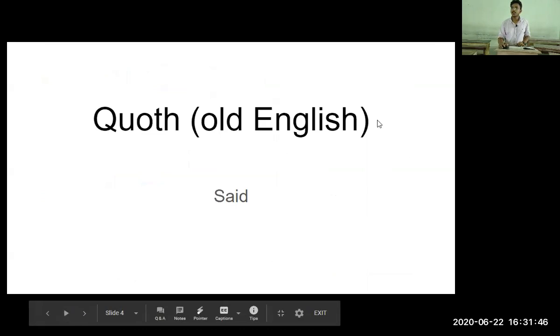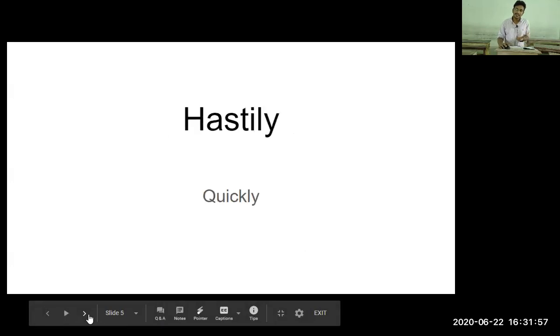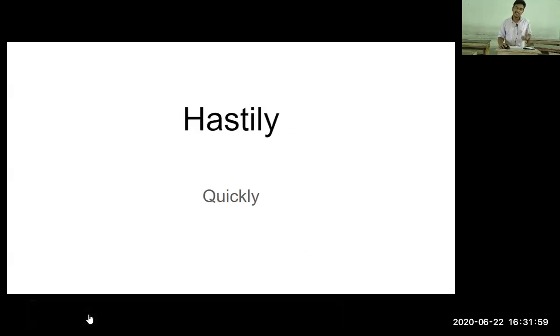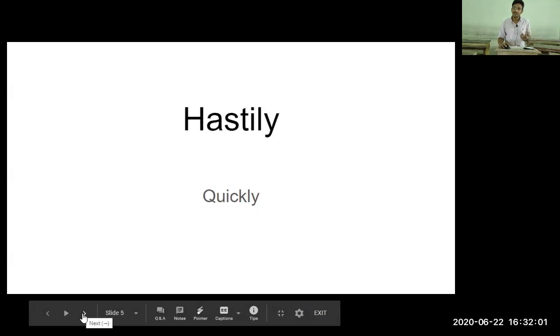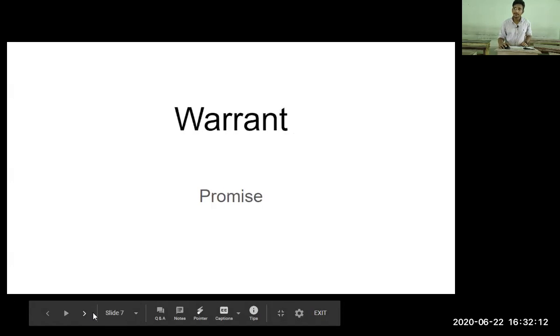Second one is quoth. Quoth is actually an old English usage. It means said. You can see these words in all English textbooks. Hastily means quickly, suddenly. And folks means people. You have to write these words in your notebook under the title called glossary. Warrant means promise. The meaning of warrant is promise.